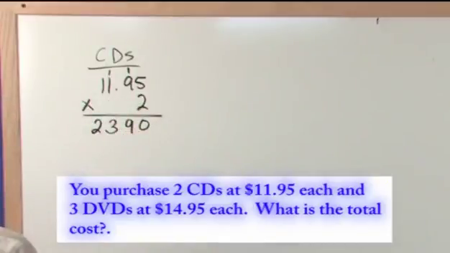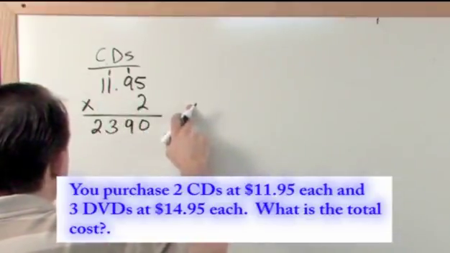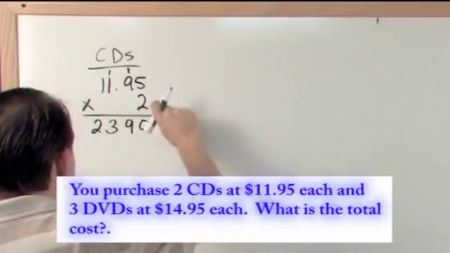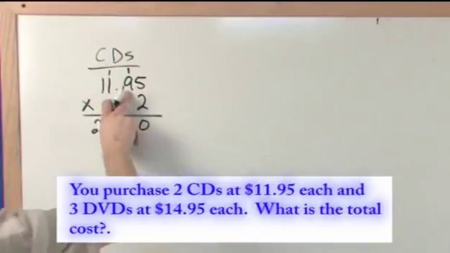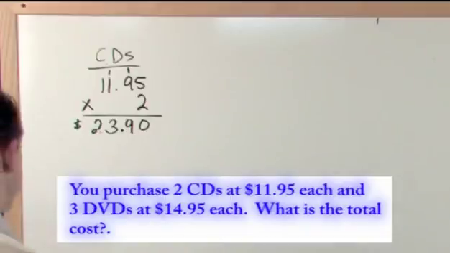So you do that. Now, you got to figure out where to put this decimal point. You look at all of the numbers here. There's no decimals down here, so they don't really add up into anything. If there had been decimals here, you'd have to figure out how many were behind the decimal point, but there aren't. So you look up here. There's 2 numbers behind the decimal point, so there's 2 numbers behind the decimal point in the answer. So there's the CDs by themselves cost $23.90.